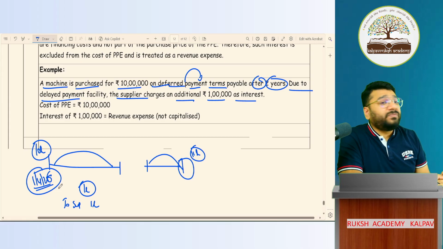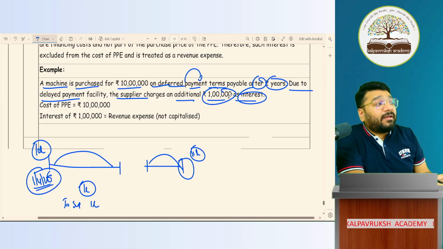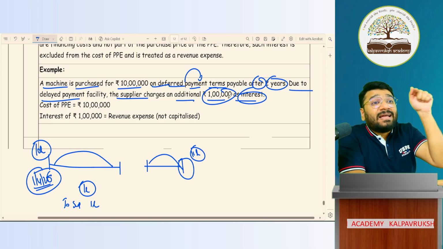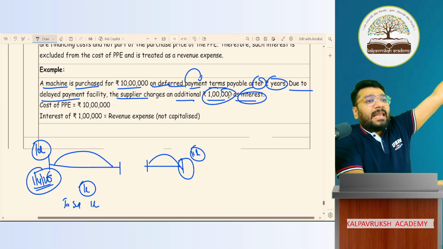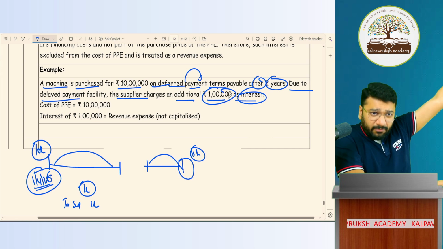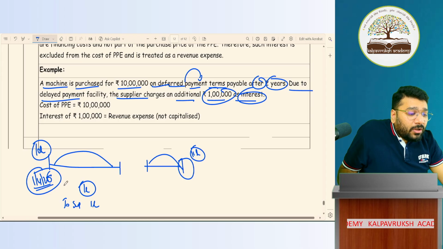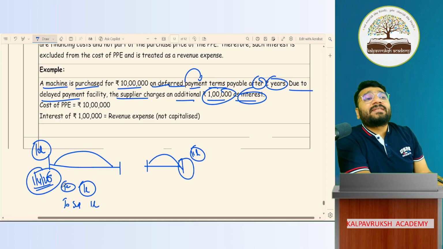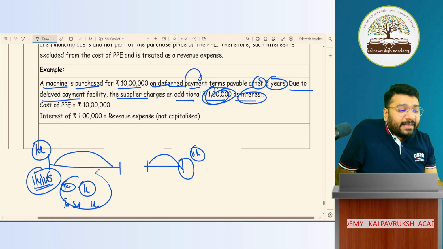AS 10 says that this will not be a part of the cost of PPE, because this 1 lakh which you're paying as interest was not required for keeping the asset ready for intended use. This 1 lakh rupees you're paying as interest because of your convenience to pay later. You asked to pay late for your convenience, and so you are paying interest. Is it required for the asset to be used for intended use? Not required. So this will be a part of your finance cost. Finance cost means interest expenditure. So you show my interest expenditure in the P&L. Got it, not got it?